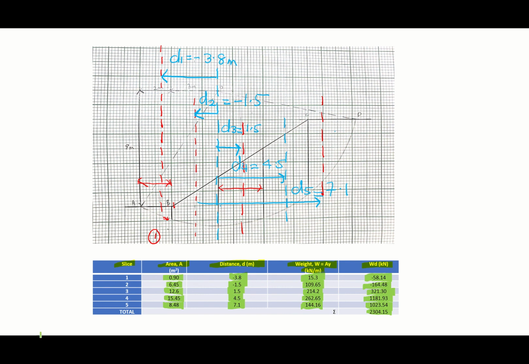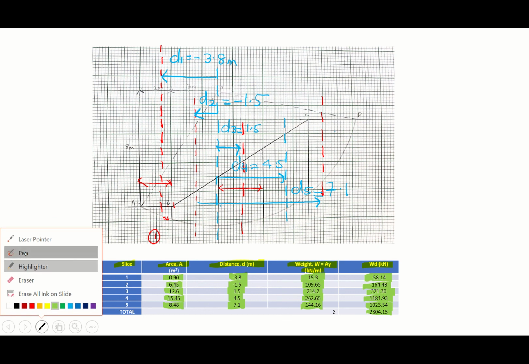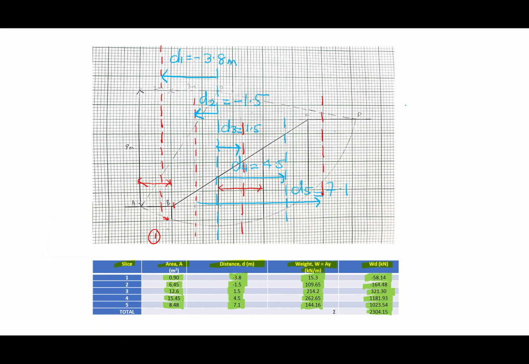In order to calculate the FOS, again we need to use the equation from earlier. We have discussed this equation, which is Cu r squared theta divided by WD. The upper part, Cu r squared theta, is the resisting moment, and the lower part is the disturbing moment for this slope, and we are calculating using this equation.